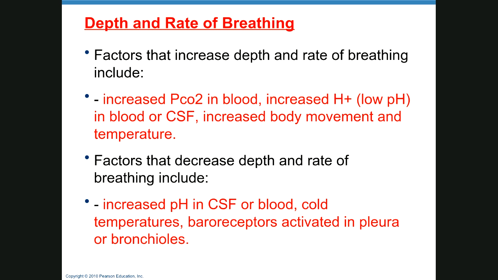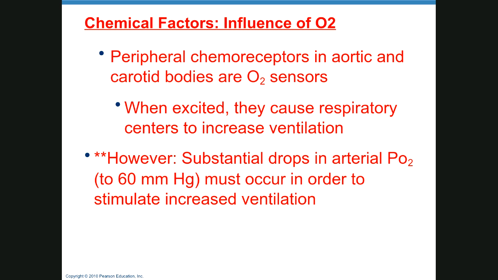Okay, so factors that increase depth and rate of breathing will be too much CO2, low pH. And then we talked about increased temperature. We'll also do it. All right. We talked about the peripheral chemoreceptors can actually also detect oxygen. However, you need a substantial drop in oxygen for it to be a stimulus to breathe. You need to go to as low as 60 millimeters of mercury.